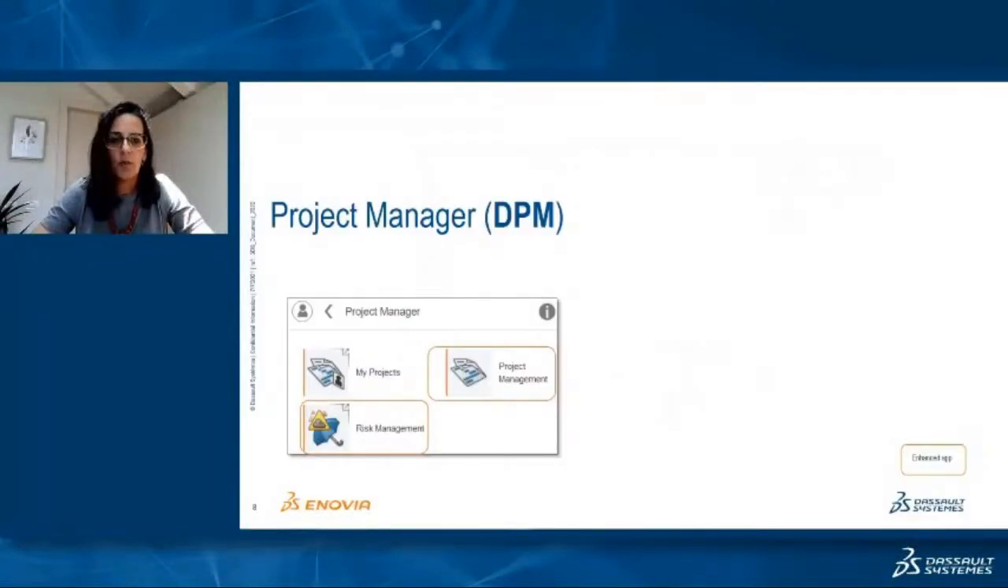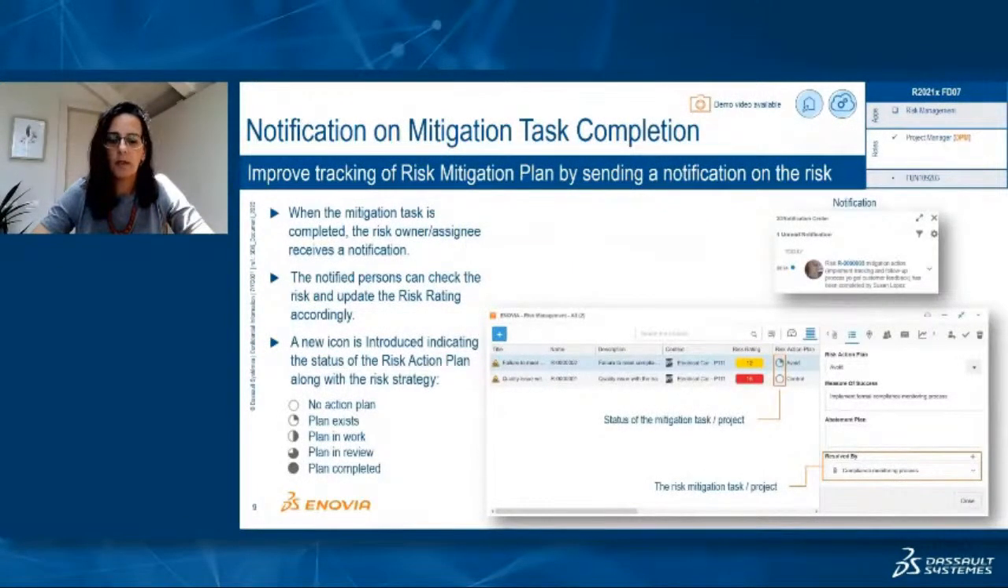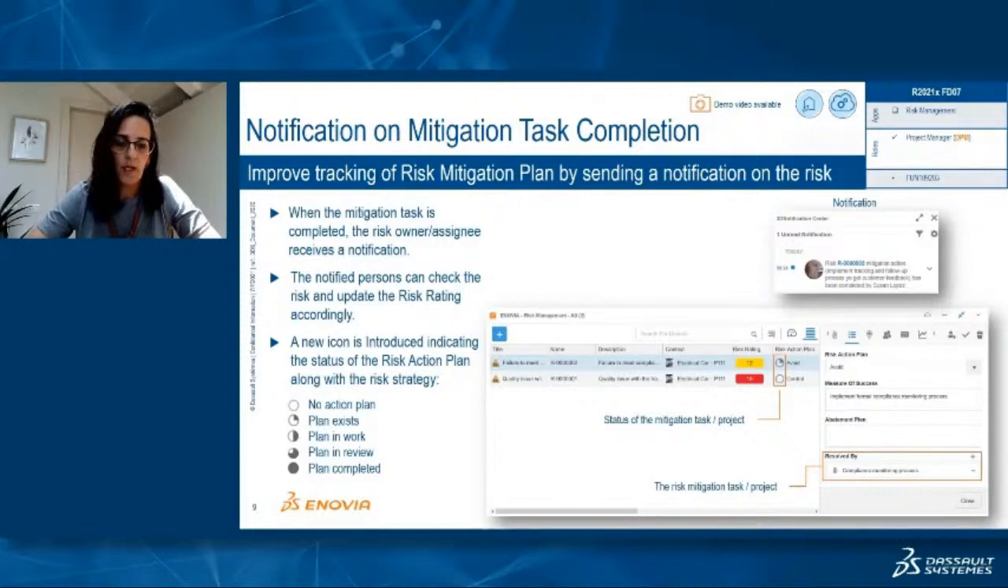In Project Manager, we have a few new enhancements related to the risk management widget and also to the Gantt chart view. Many people are involved in risk management, however, not all of them are specialists in the field. Therefore, we found it necessary to guide them more in the risk management process. So this enhancement generates a notification on the risk when a mitigation task is complete, in order to guide and encourage the risk owner to reevaluate the risk and update its rating accordingly.